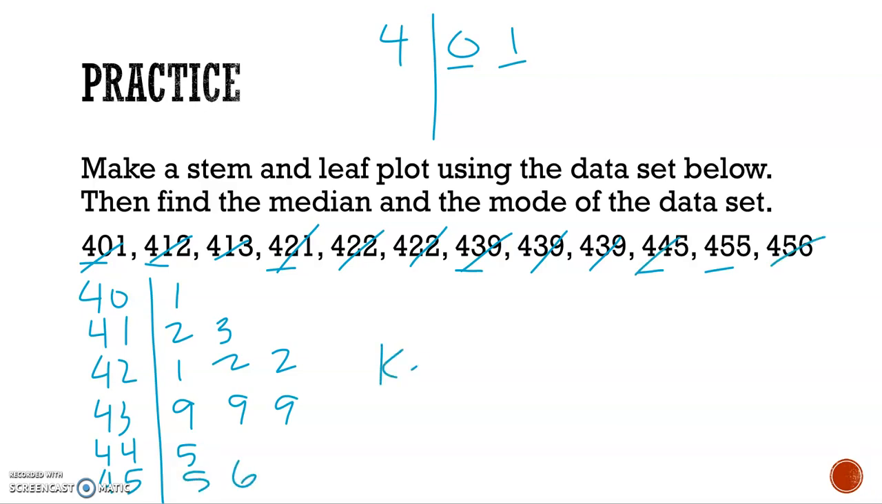Okay, and then the key on this one, again, I'm just going to use the first one, so I'm going to put my 40, put my line in 1, and say that this represents 401. Okay, so it's important that you put that so someone doesn't think it's 40.1, that they know it is 401.